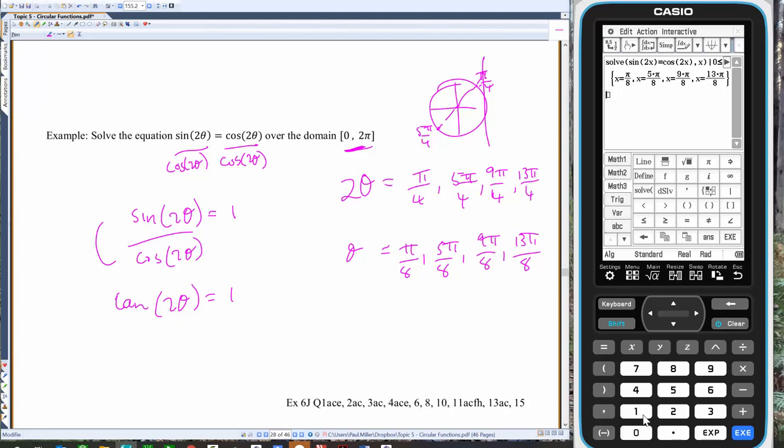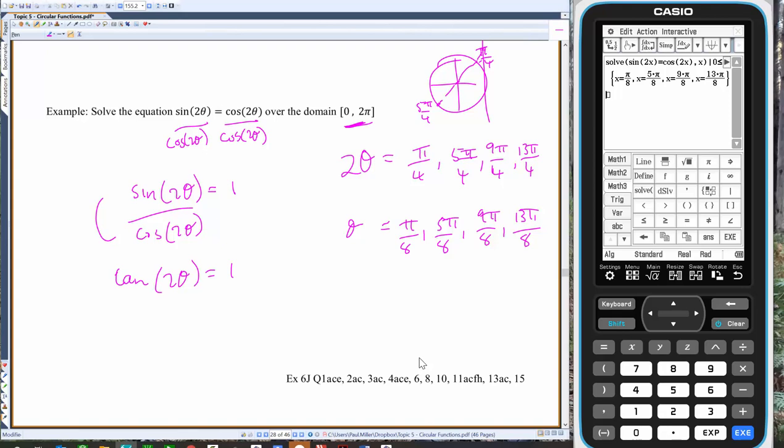All good. Okay, so there's a bunch of questions on tan. So get stuck into it. It's a pretty cool function, even though we don't use it much.